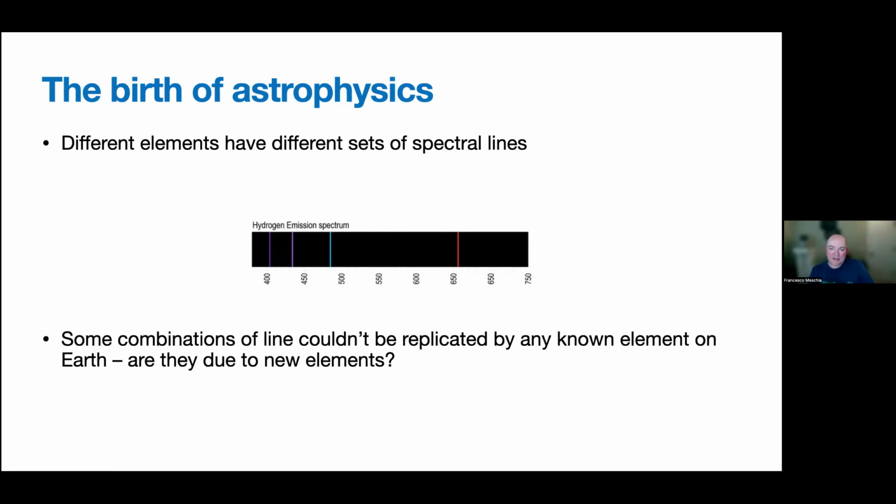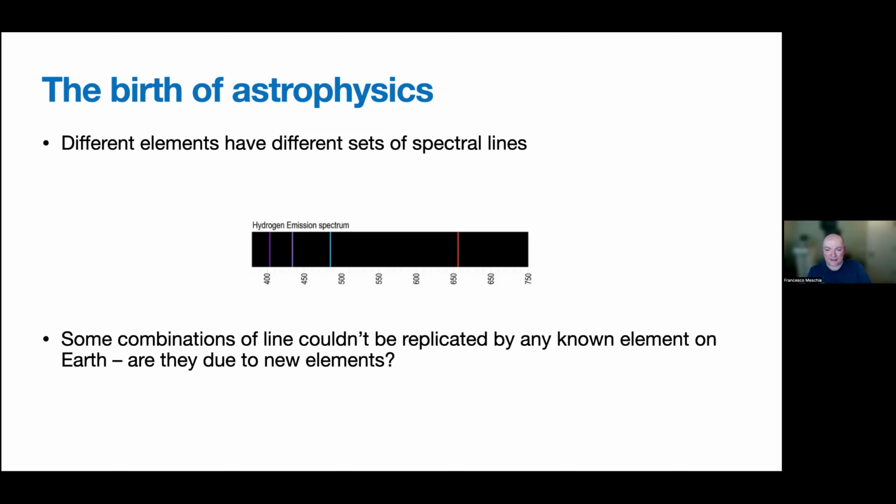And back then, although they didn't understand why, they knew that different chemical elements had a different set of spectral lines. And they had atlases of spectra for different elements. As an example, here I have the spectrum of the emission from hydrogen. If you have a hydrogen lamp, you're going to have one red line at 656 nanometers, which we call H alpha, and then a blue one at 486 nanometers, H beta, and then H gamma and H delta at shorter wavelengths.